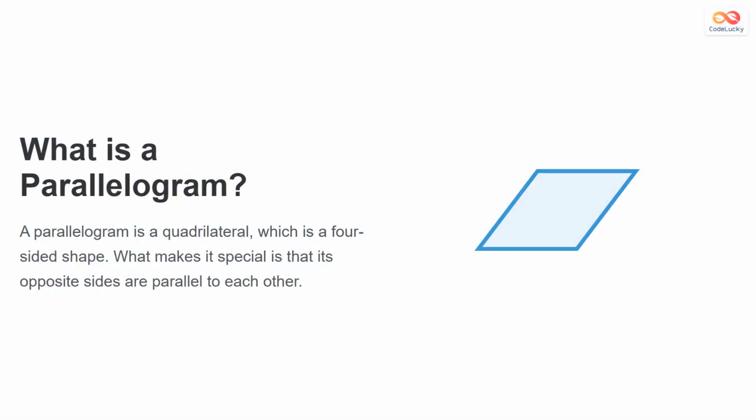First, let's quickly review what a parallelogram is. A parallelogram is a four-sided figure, also known as a quadrilateral. The defining feature of a parallelogram is that its opposite sides are parallel to each other. This simple rule gives parallelograms some very interesting properties.